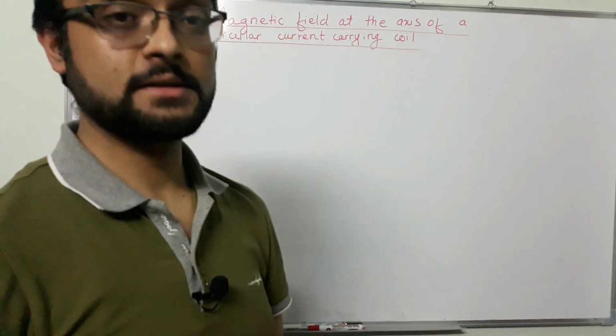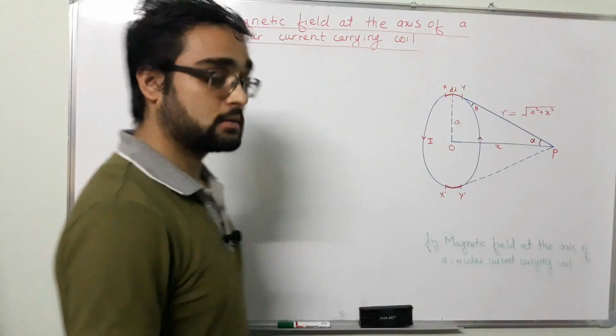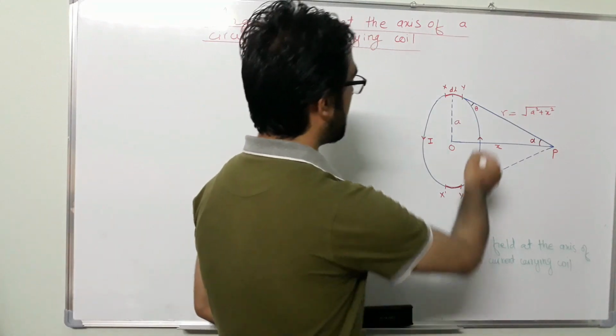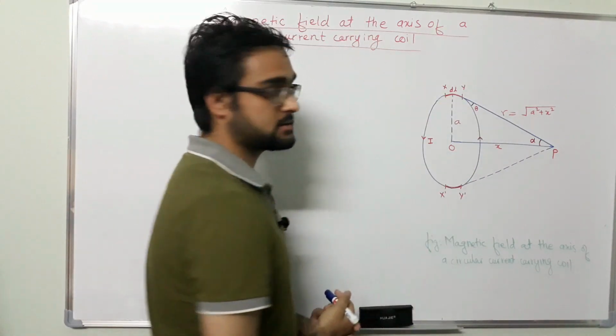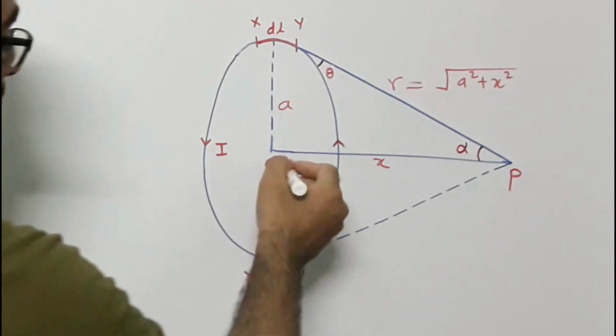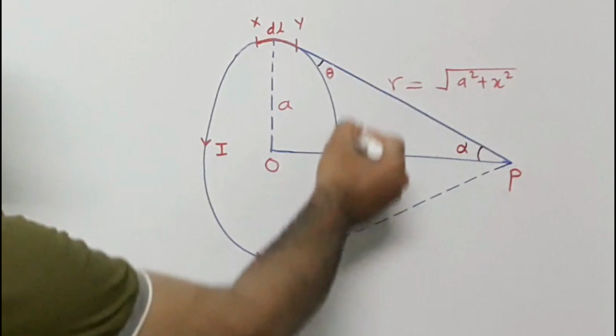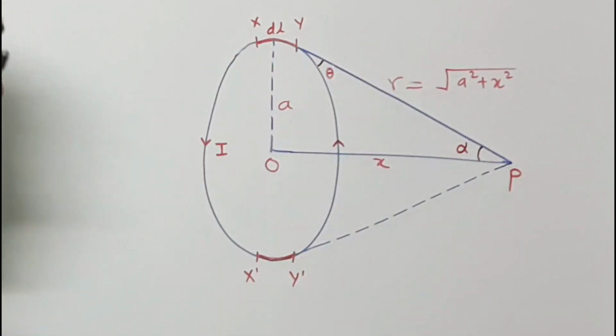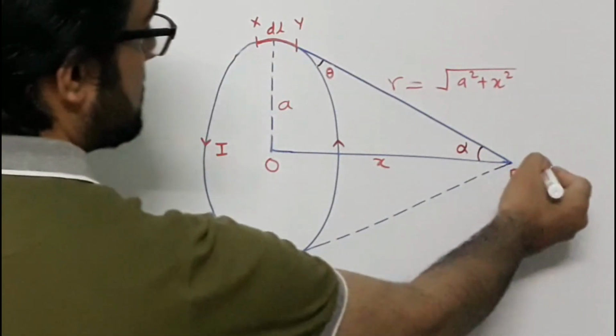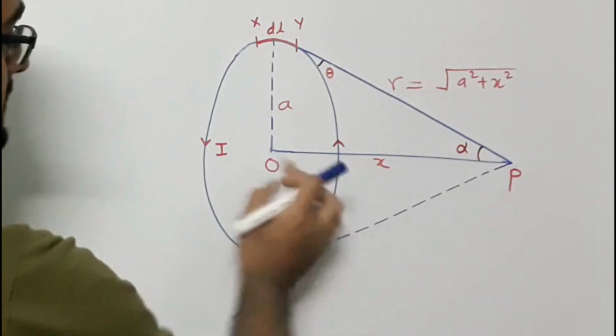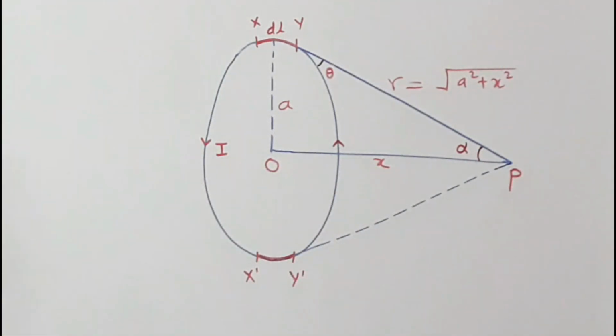Now let's represent this circular coil in a diagram. The circular coil is represented by this circle in this diagram. The circle has center O and its radius is a. I amount of current is flowing in anti-clockwise direction in this circle. A point P is taken at distance x from the center of the circle where the magnetic field is to be determined.